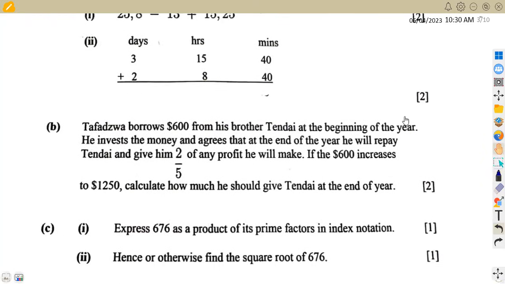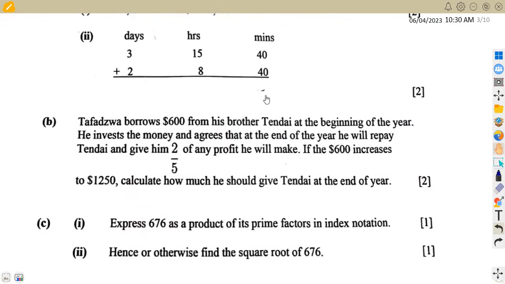5A item 1. Item 2, again, to simplify, but if you check here, we are given the number of days, hours, and minutes. So you can just add and see: 40 plus 40, that is 80. 15 plus 8, which is going to give us 23. 3 plus 2, which is going to give us 5.